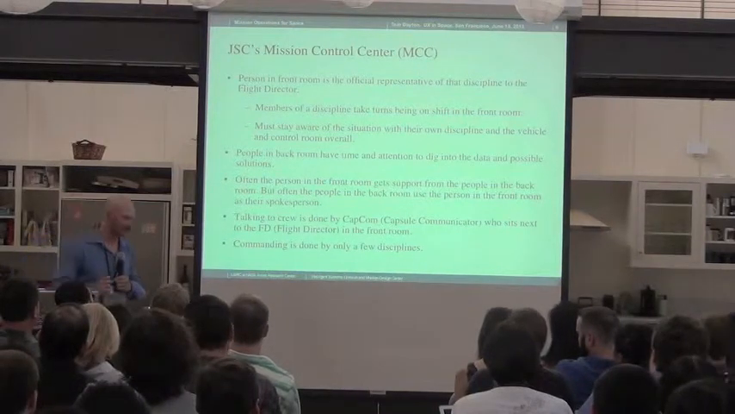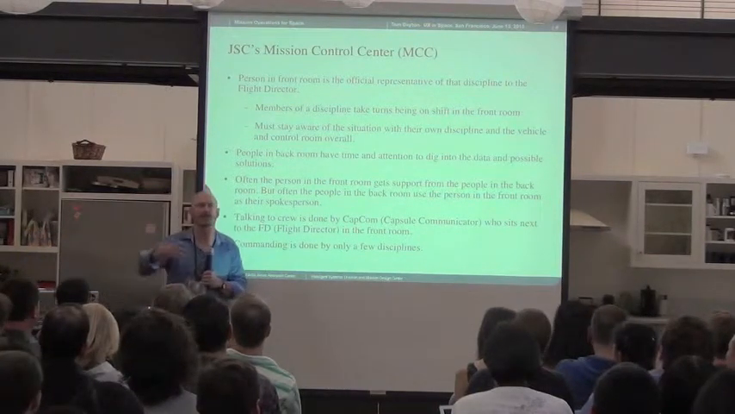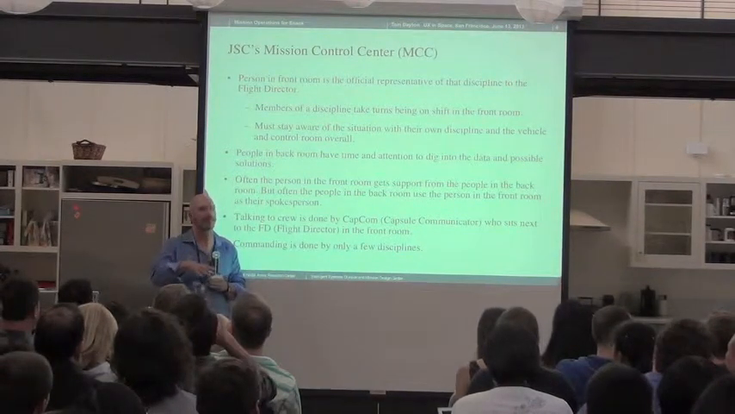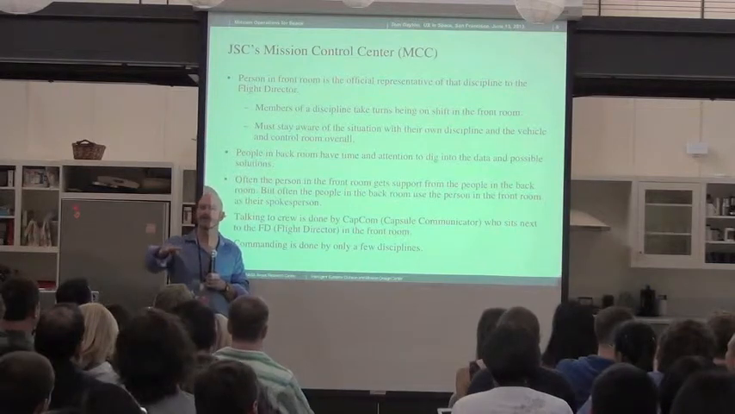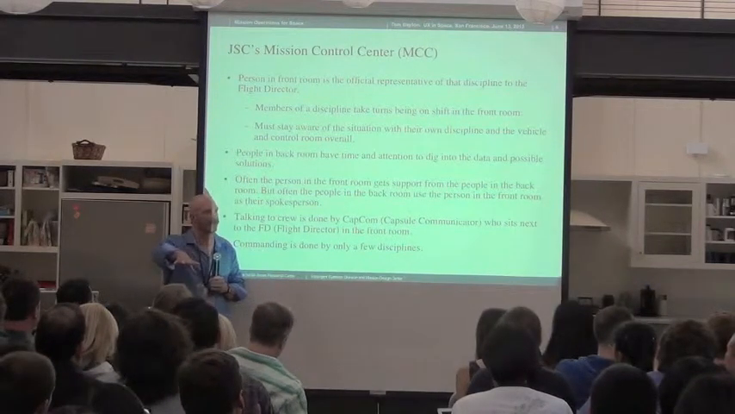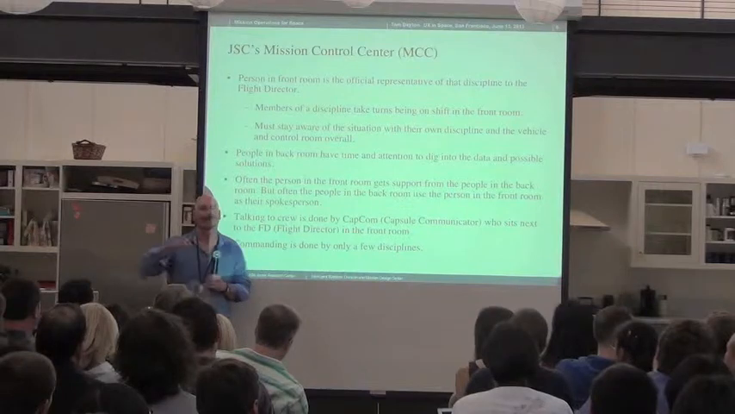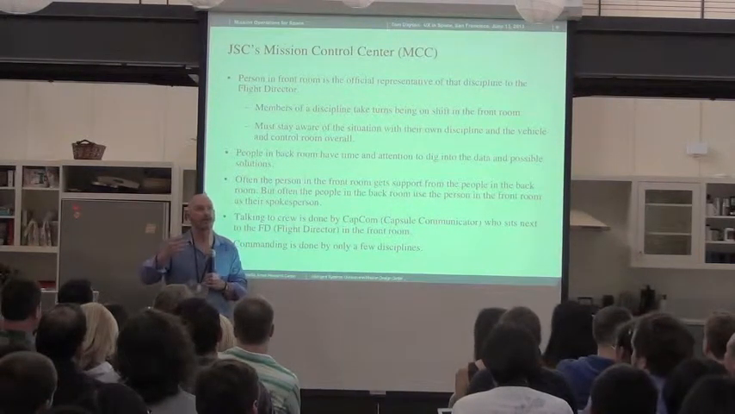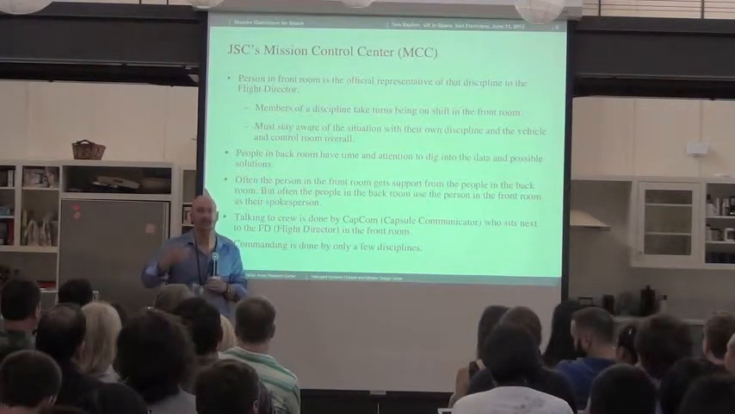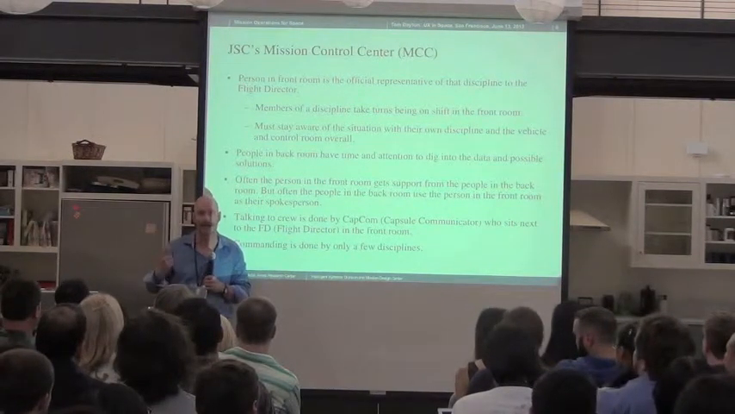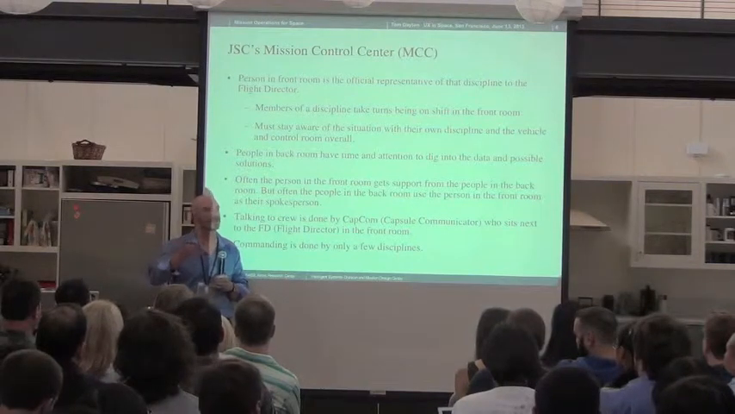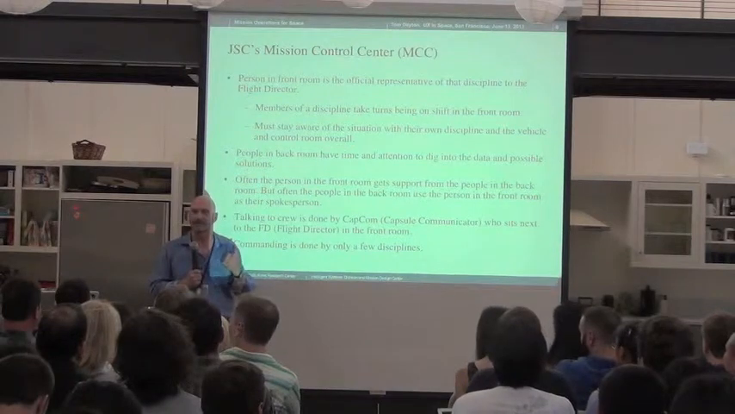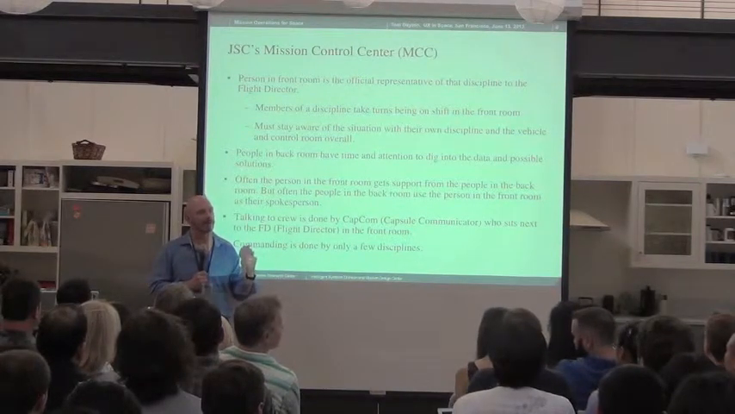What is the person in the front room's role compared to the people in the back room? The person in the front room is the point person. On the console, they are responsible for being the representative to the flight director and the rest of the people in the front room for that discipline. That doesn't mean that they're in charge of their discipline exactly. It goes back and forth. They are responsible for monitoring what's going on, which means they don't have the mental capacity or the time to do a lot of investigation if something is odd. If they see something odd, they talk to their backroom people on the voice loop. People in the backroom have the time to do the research.